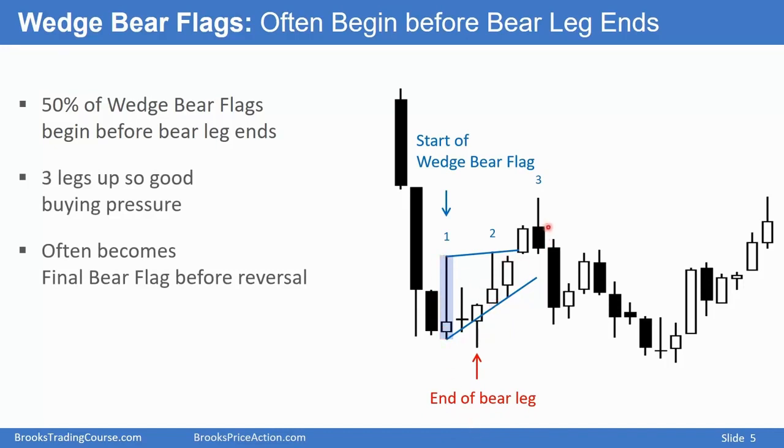Three pushes up, so pretty good buying pressure. And whenever you have pretty good buying pressure in a wedge bear flag late in a bear trend, it often becomes the final bear flag before you get a bigger reversal. Here we have a wedge bottom after that wedge bear flag, and this led to a double bottom or slightly lower low major trend reversal. Again, a wedge late in a bear trend often becomes the final bear flag before there is a major reversal.